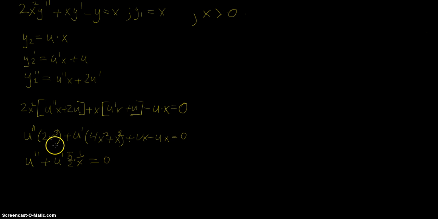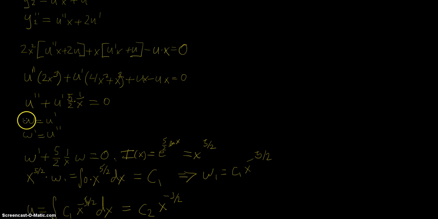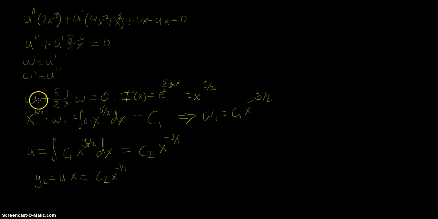And simplifying, gathering terms, we get u double prime plus u prime times 5 over 2 times x to the negative 1 equals 0. Here we do the reduction of order step. That is, we say some function w equals u prime, and w prime equals u double prime. Making that substitution, it becomes a first order differential equation that we can solve using the integrating factor method. So these are the steps for doing that.